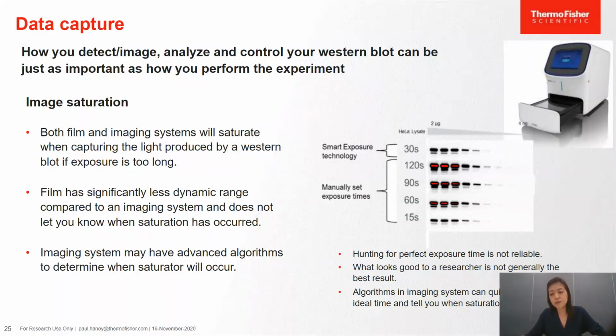As you can see in the plot on the right, with the smart exposure technology of the iBright imager, it automatically determines the best exposure time that is within the imager's dynamic range with no saturation. And if you see the manually set exposure times, the iBright is also able to determine that saturation has occurred, shown by the bands in red.